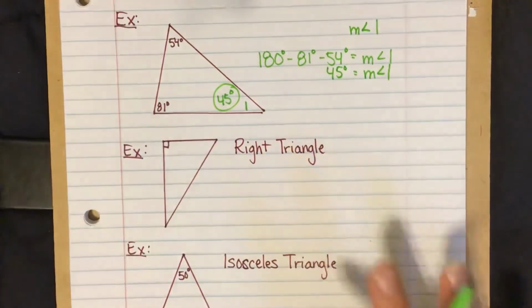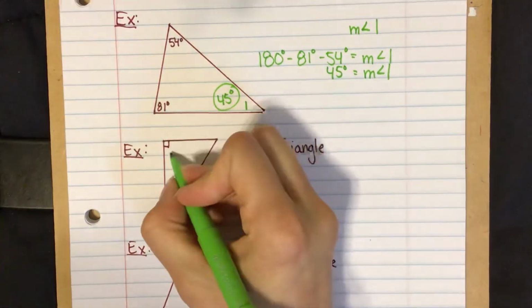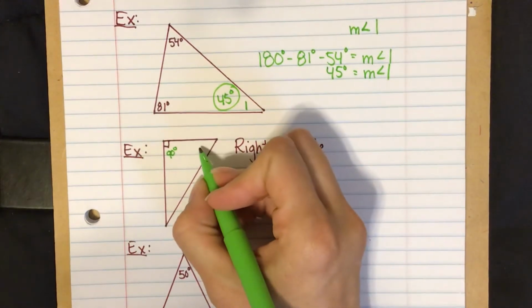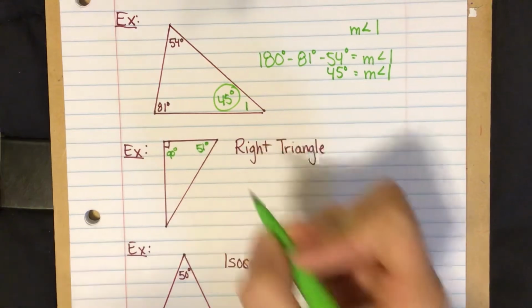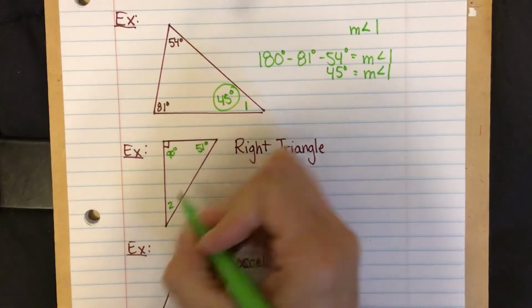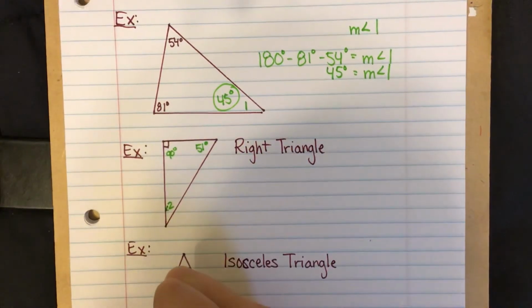Now let's take a look at what this looks like for a right triangle. If it's a right triangle, we know that this angle right here is 90 degrees. So let's say that we're given an angle right here of 51 degrees, and we want to find the measure of this missing angle. We'll call it angle 2 since we did angle 1 on the last problem.